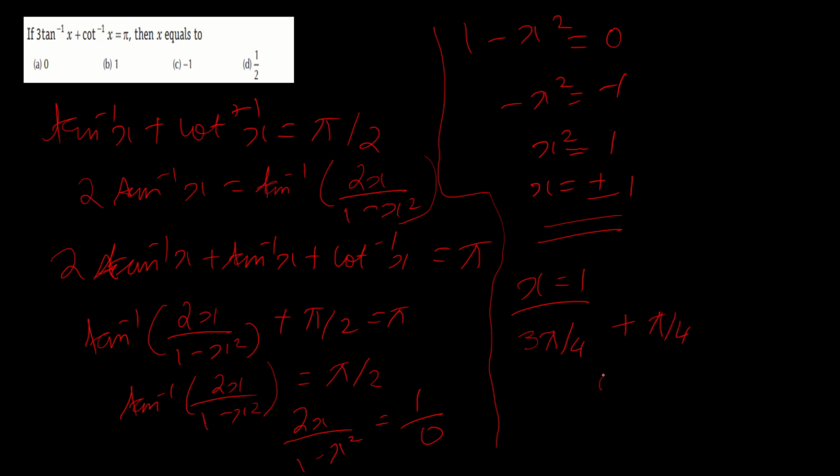What is 3 pi by 4 plus pi by 4? 4 pi by 4 is equal to pi. We got the answer actually. We don't need to check for minus 1 because only one option is correct at a time, right? So let's go for option B.